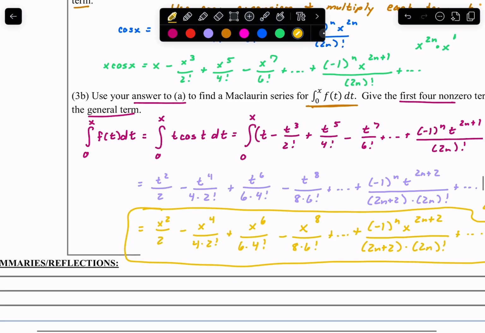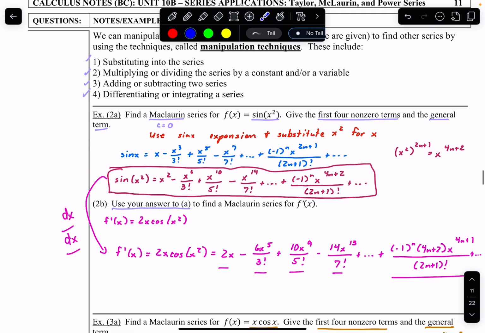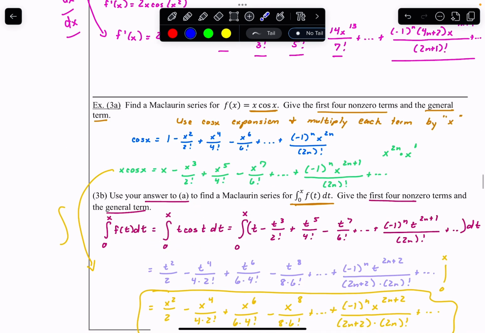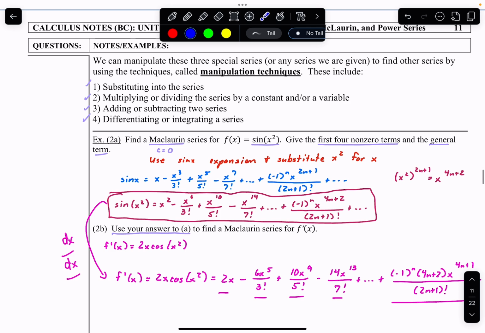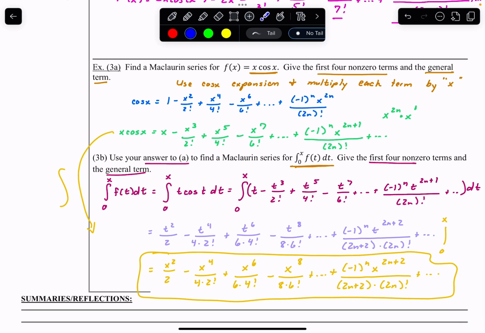So this is what we used and we integrated. So we've done a few manipulations at this point. We've done a substituting, right? So we substituted here. We did a derivative. We also did a multiplying one right here. And then we did an integral. So there's a few of these that we didn't do, right? We didn't do an adding or subtracting. We didn't do a dividing. But we've kind of hit the highlights of what some of these manipulations can look like.